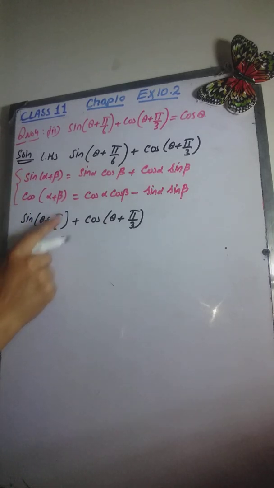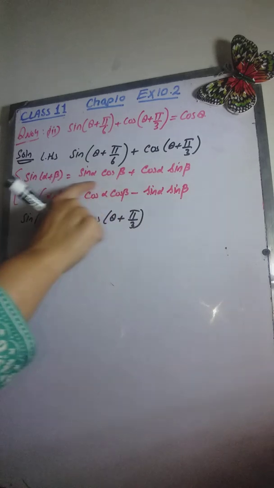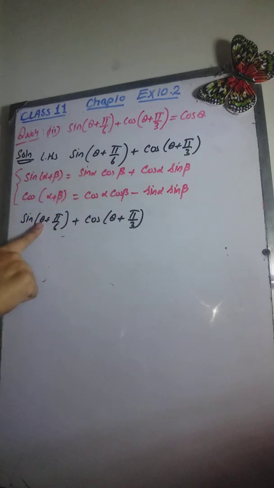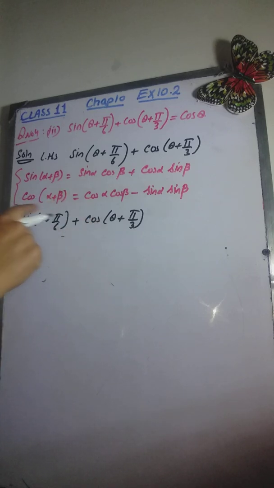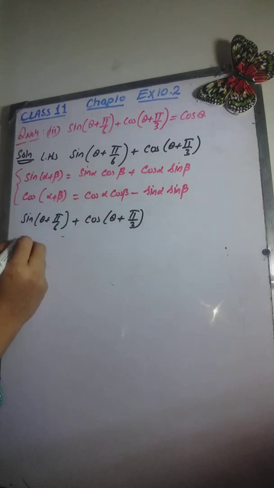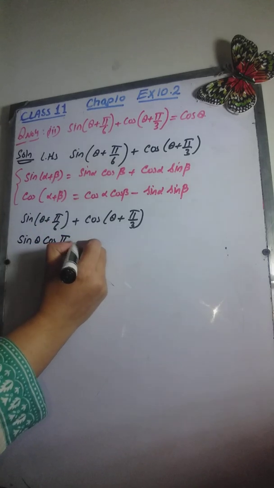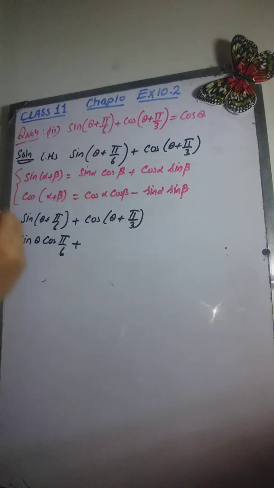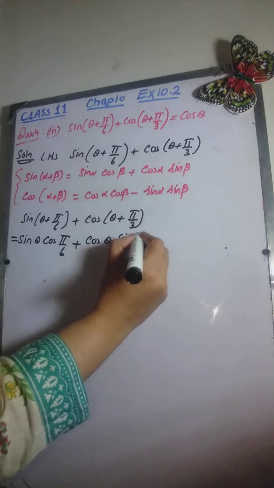Now sine theta plus pi by 6, according to this identity, in place of alpha we have theta and in place of beta I have pi by 6. So I'm going to write the right hand side of this identity by replacing alpha by theta and beta by pi by 6. And over here I'm going to do the same thing with this identity. Sine alpha plus beta, we know that, is sine of alpha cos of beta plus cos of alpha and sine of beta.